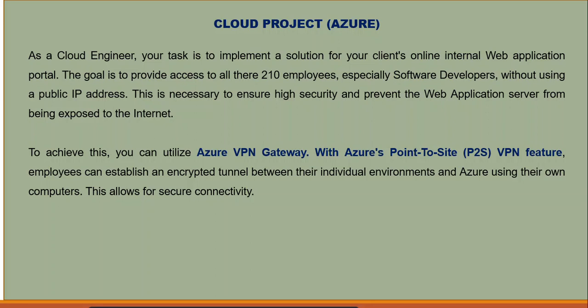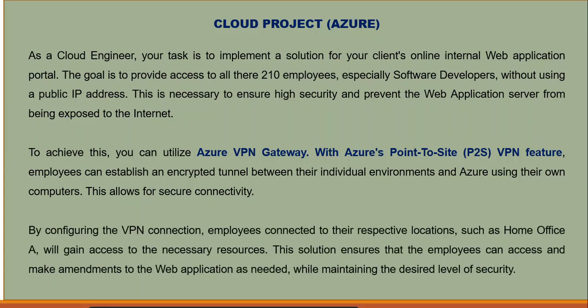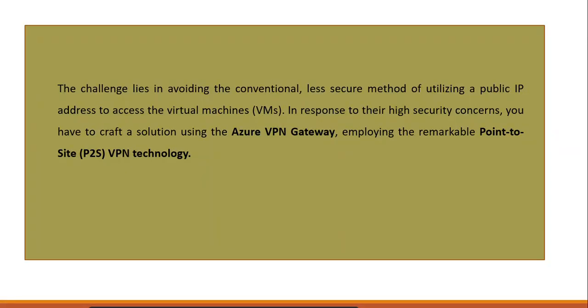With Azure Point-to-Site VPN feature, which we have in VPN gateway, employees can establish an encrypted tunnel between their individual environment and Azure using their own computers. So this allows for secure connectivity. Right, by configuring VPN connection, employees connected to their respective locations such as home office A will gain access to the necessary resources. So this solution basically will ensure that employees can access and make amendments to the web application as needed. Alright, while maintaining the desired level of security.